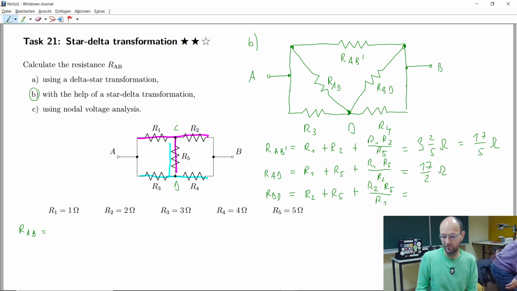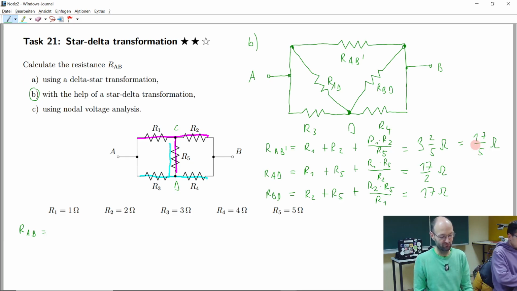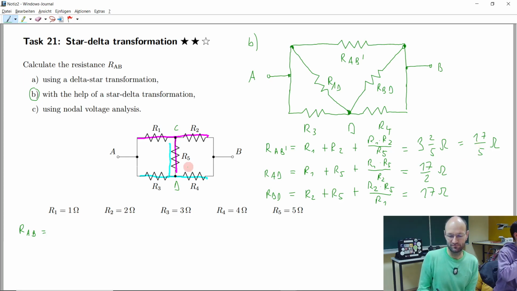And here we have 2 times 5 is 10. And 10 plus 7 is 17. So we have 17 ohms. So it's always something with 17, but just with different denominators. Okay, so now we have successfully transformed our star circuit into a delta circuit.